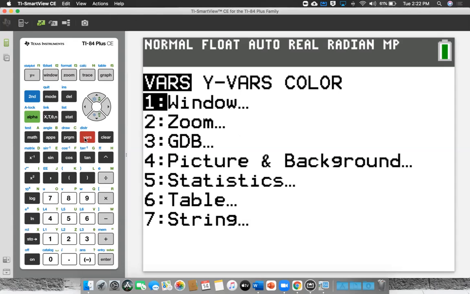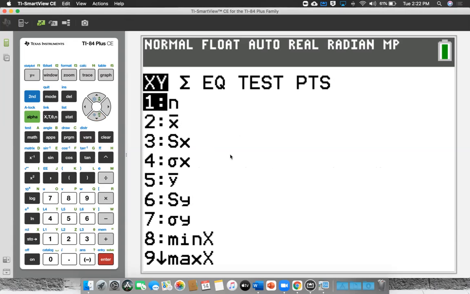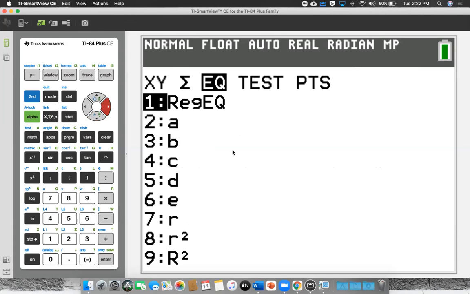Take you to this. You're going to scroll down to guess which one we're going to choose out of all these. There you go, statistics. So go down to statistics, hit enter. Okay. Some of these symbols look familiar. We're going to go over to where it says EQ, equation. Top one, regression equation. That's what we want. We're going to hit enter and see what happens.